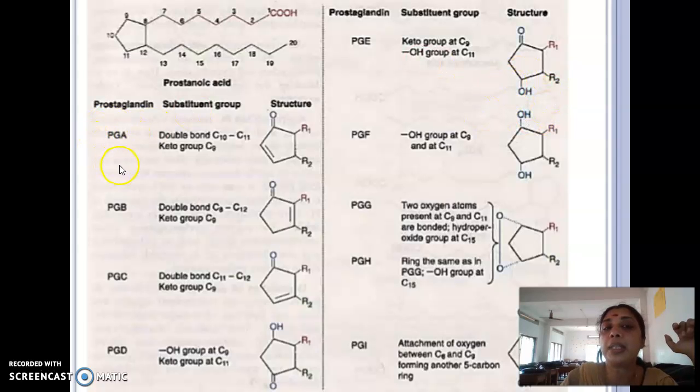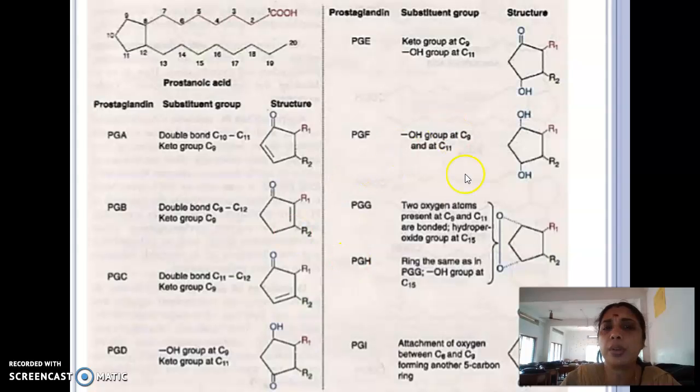In PGA, compare it, you have to study that, then it will be easy for you. In case of PGF, the keto group is replaced with OH and this OH is remaining there, right? So these are the different types of prostaglandins, and it is from PGG and PGH that the other compounds are synthesized. So it's common.